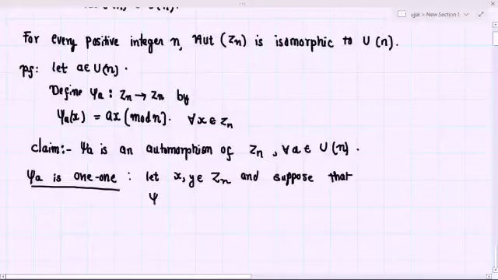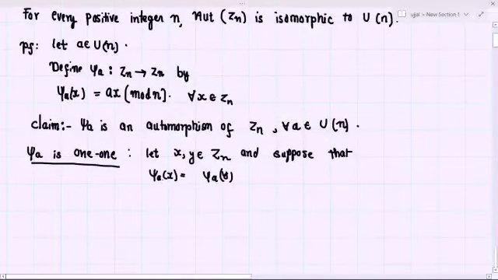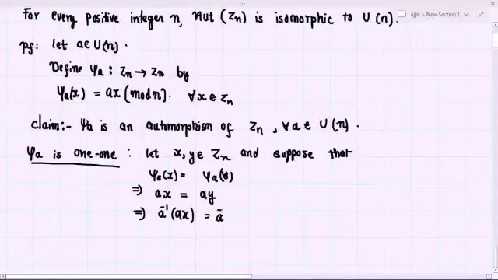Suppose that psi a of x is equal to psi a of y. This is our assumption. So psi a of x equals psi a of y implies that ax equals ay. So this will further imply that a inverse ax equals a inverse ay, right? Since a is an element in Un and Un is a group under multiplication modulo n, a inverse exists.